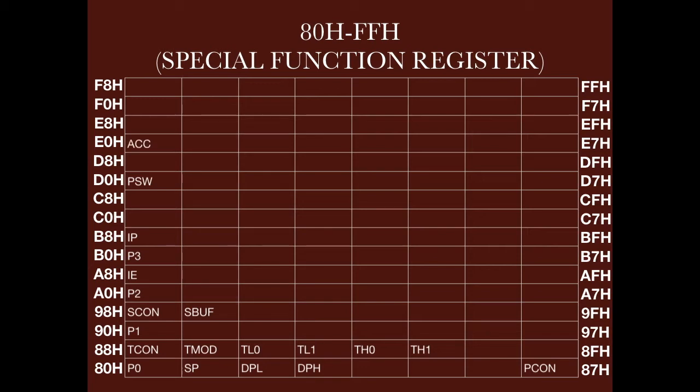Then we have the accumulator, which is a part of the arithmetic logic unit, right? In all arithmetic and logical operations, one of the operands is placed in the accumulator and the result is also saved in the accumulator. And lastly, we have register B. In the 8051, register B is specifically used for divide and multiply operations. So these are the SFRs which are used in the 8051 microcontroller.